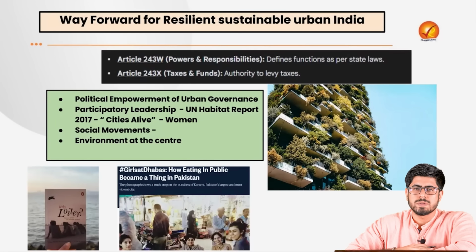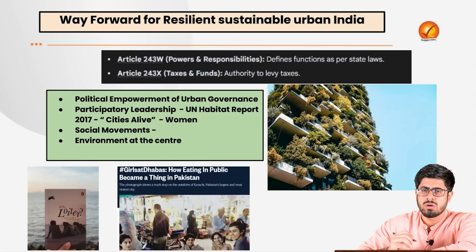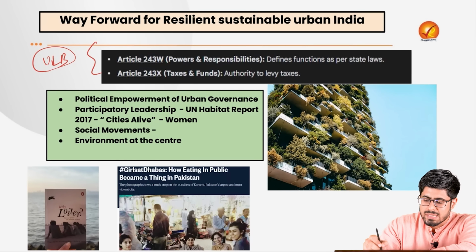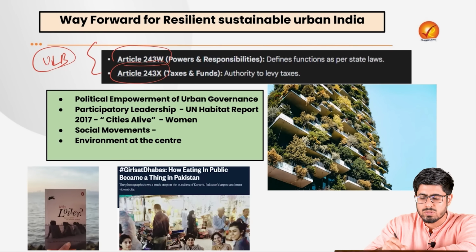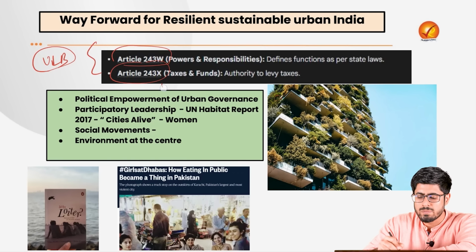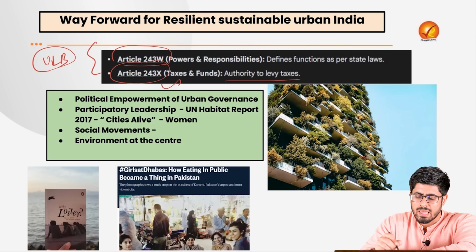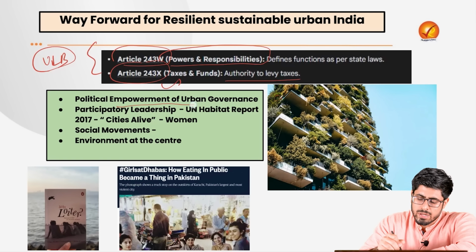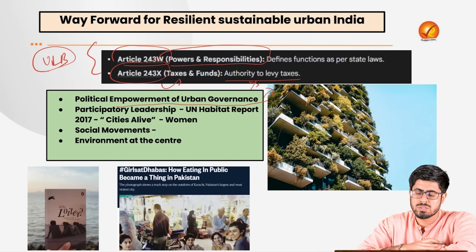In our Indian perspective, we can have redevelopment of our Indian cities by empowering our urban local bodies, by utilizing these articles that are given in our constitution. Article 243X, which provides more funding power to them. They must be given more authority to levy taxes. And then the powers and responsibility must be devolved more. Then we can have a political empowerment of urban governance by ensuring the letter and spirit implementation of these acts.